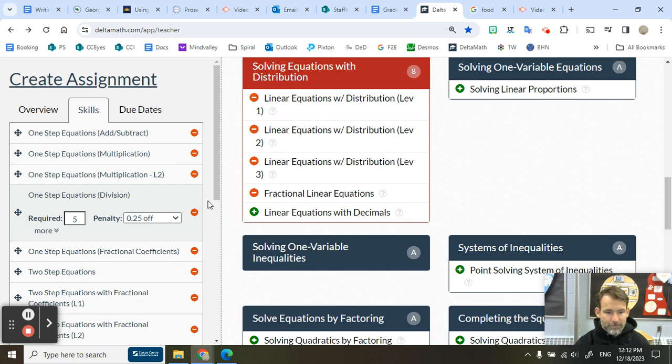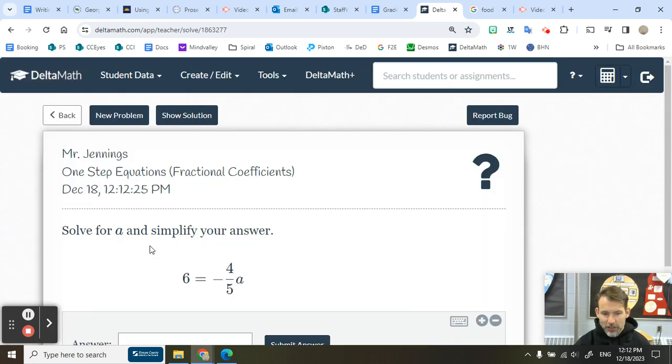Good. Now, these ones are in here as a kind of challenge, to teach you how to deal with it when you have a fraction as your coefficient. Basically, this is like doing the multiplication and the division at the same time. So let me show you how to do these.